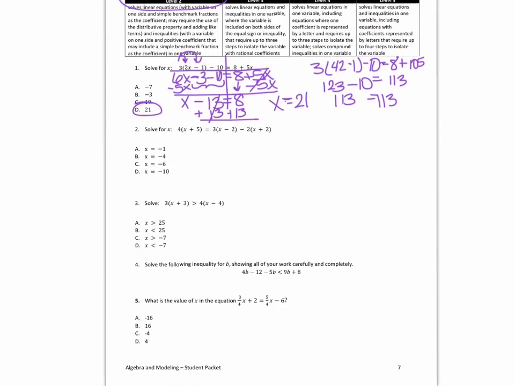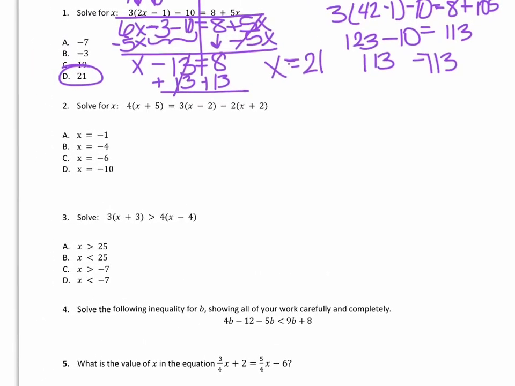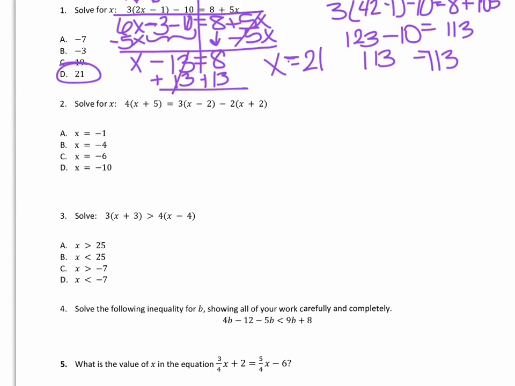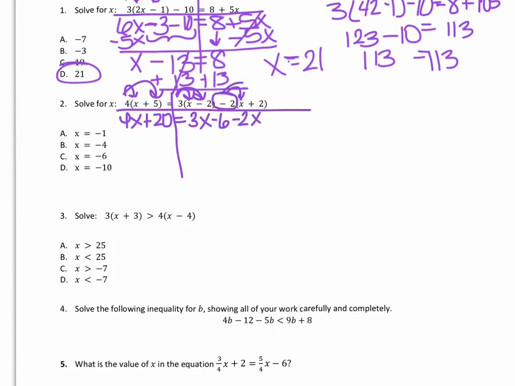I will not be doing the check for every one of them, but I wanted to make sure you remembered how to do that. Number 2, distributive property. 4 times x is 4x. 4 times 5 is 20. Equals, because you remember the t-chart, 3 times x is 3x. 3 times negative 2 is negative 6. Here's the key. Watch. This is negative 2 times x, which is negative 2x. Negative 2 times 2 is negative 4.